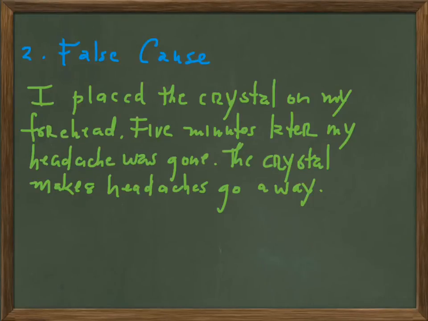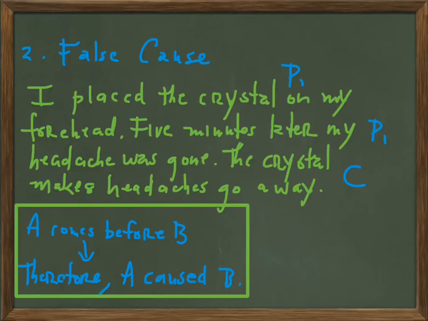I placed the crystal on my forehead. Premise 1. Five minutes later, premise 2, that should be P sub 2, my headache was gone. Conclusion: the crystal makes headaches go away. So false cause arguments have this structure, this form: A comes before B, therefore A causes B. Well, you placed the crystal on your forehead, your headache is gone.